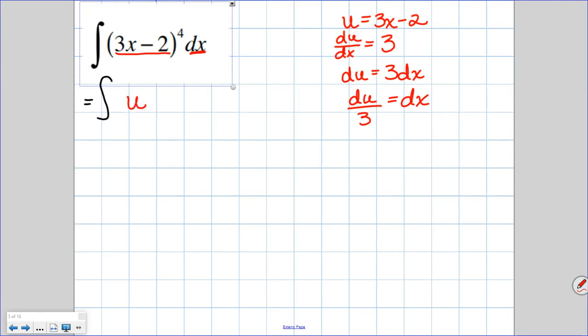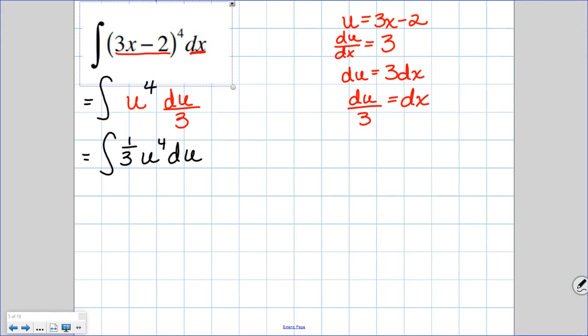So now with u-substitution, I have the integral, instead of the 3x minus 2, u to the 4th, and instead of dx, I now have du over 3. Now du over 3, that's the same as 1/3 du. So to make it easier on myself, I'm going to bring that 1/3 to the front. So now let's see how much simpler it is.